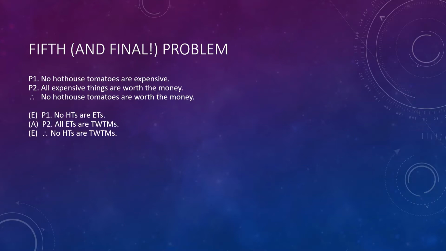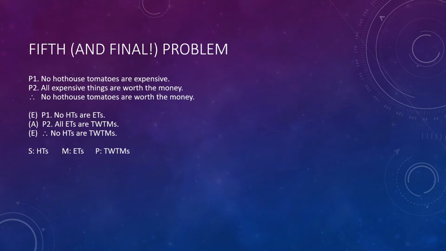Here's the argument in standard form. No hothouse tomatoes are expensive things. That's an E sentence. All expensive things are things worth the money. That's an A sentence. No hothouse tomatoes are things worth the money. That's another E sentence. Our subject, middle, and predicate terms are hothouse tomatoes, expensive things, and things worth the money.